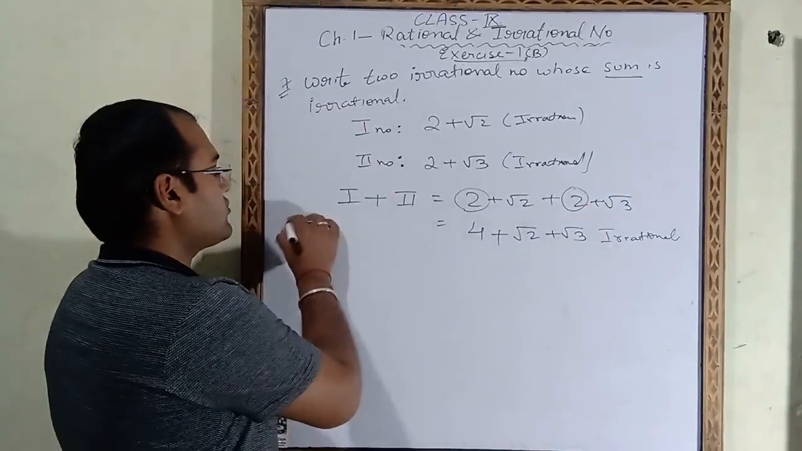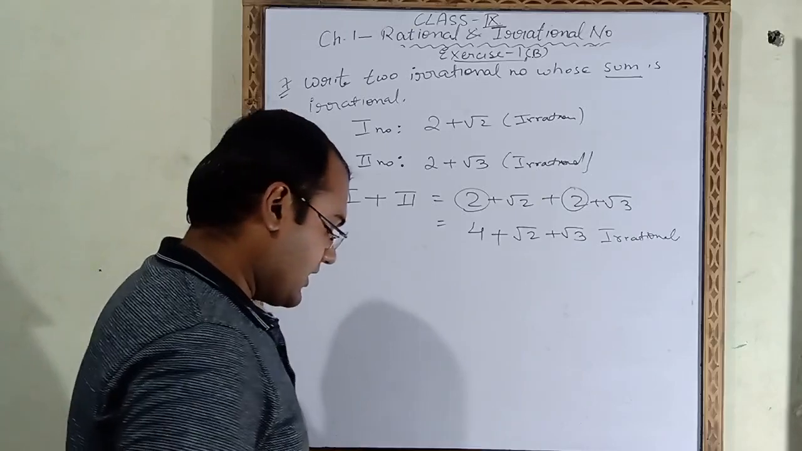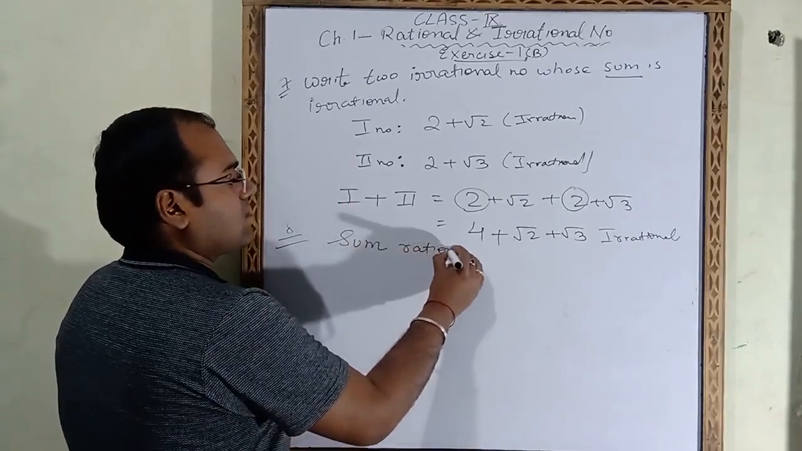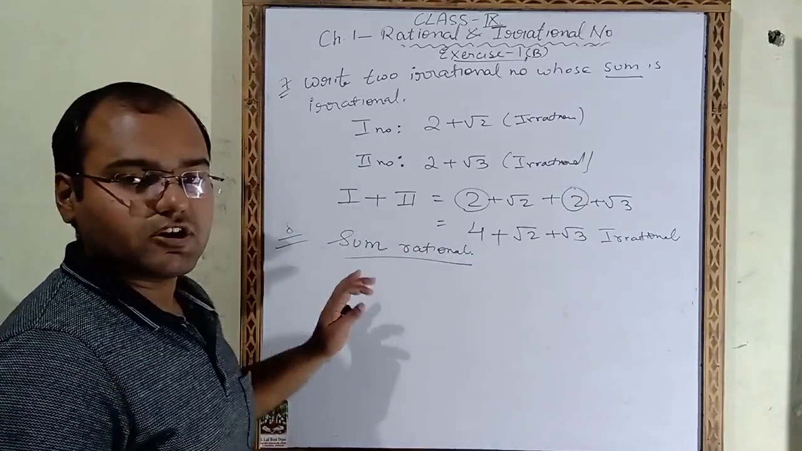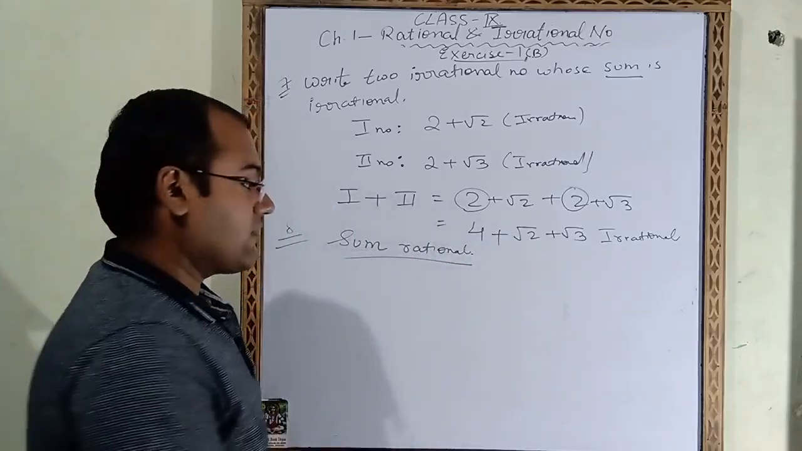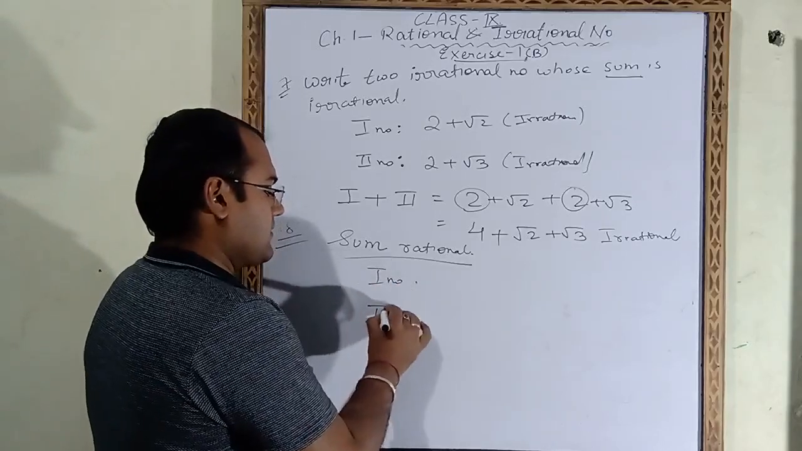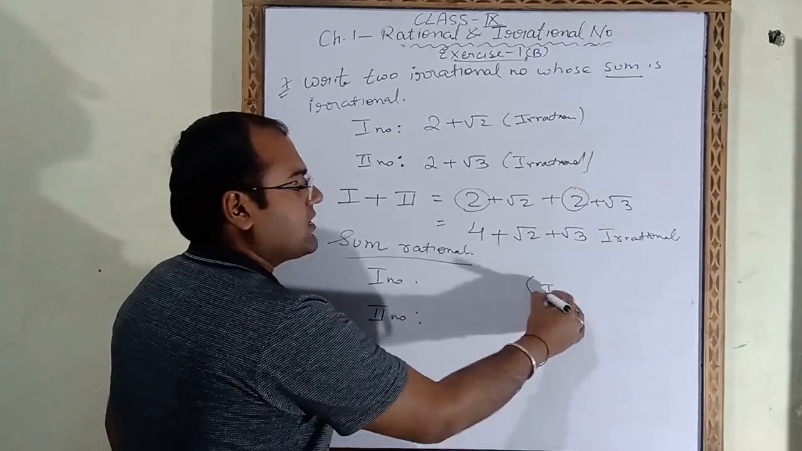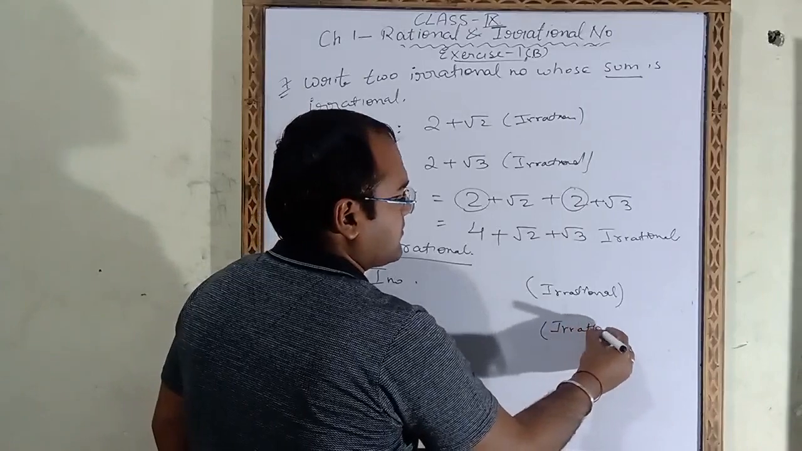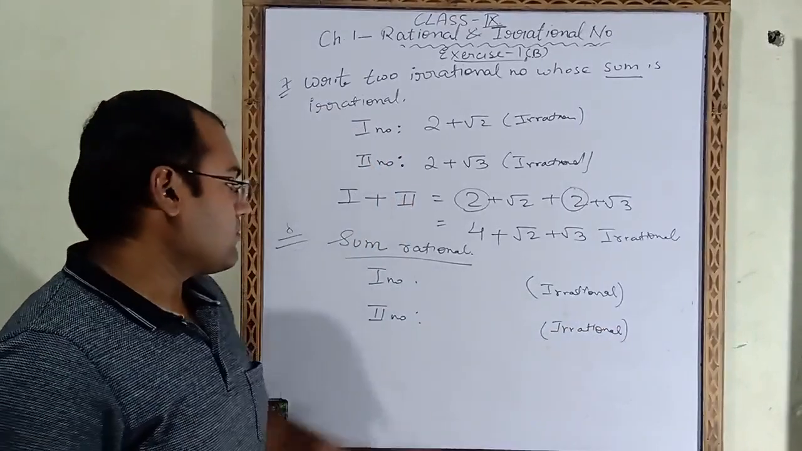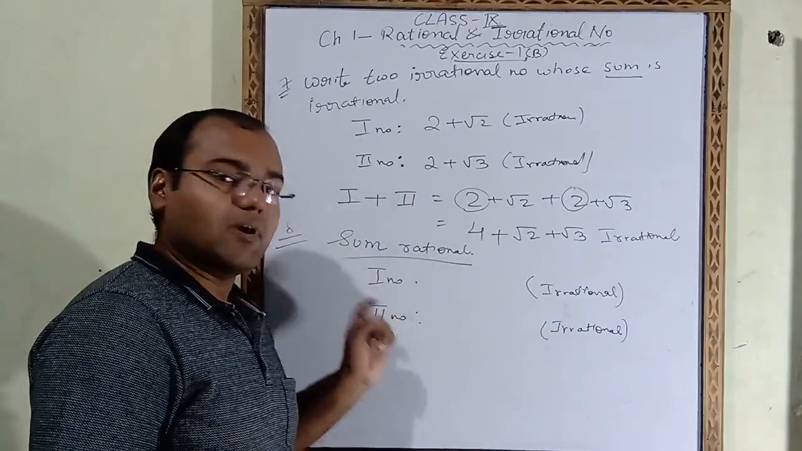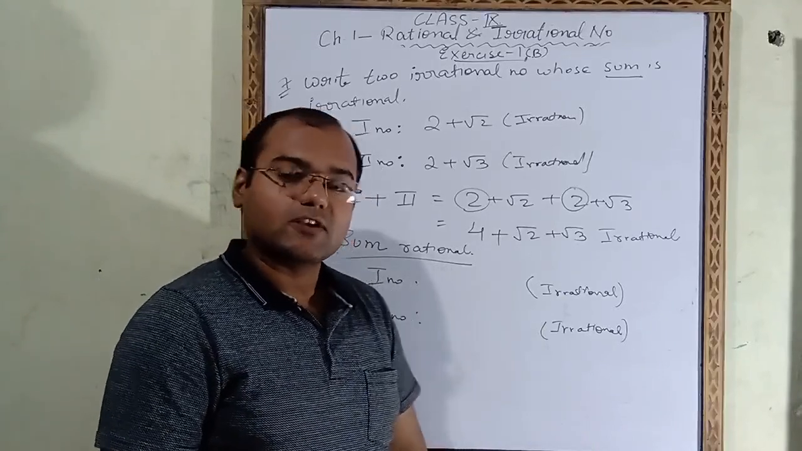In the same manner you have to do question number 8. Question number 8 is we have to bring the sum rational. This time in question number 8 we have to bring this final answer rational. So what we have to do? First of all we have to take two numbers, and both the numbers we need irrational. In the question he said that both the numbers should be irrational, but on adding these two numbers the answer should be rational.